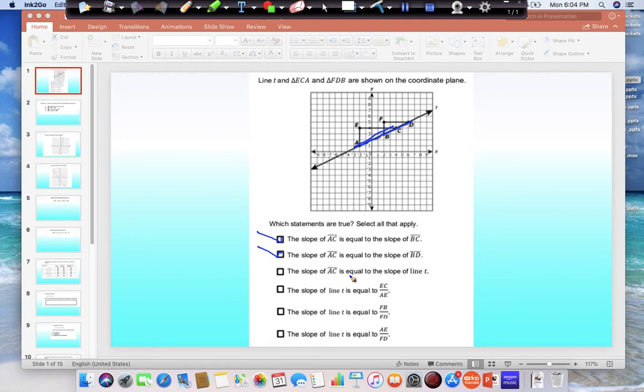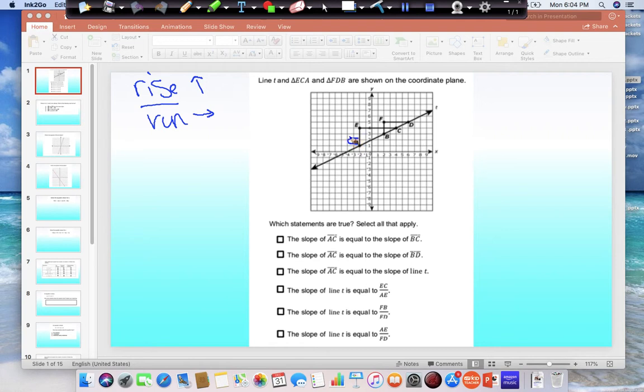The slope of AC is equal to the slope of line T. AC is the same line as line T. So it is going to have the same slope. The next one says the slope of line T is equal to EC over AE. So the slope of line T is going to be rise over run. Remember, that is how we find slope. Rise over run. How much is it going up? And then how much is it going over?